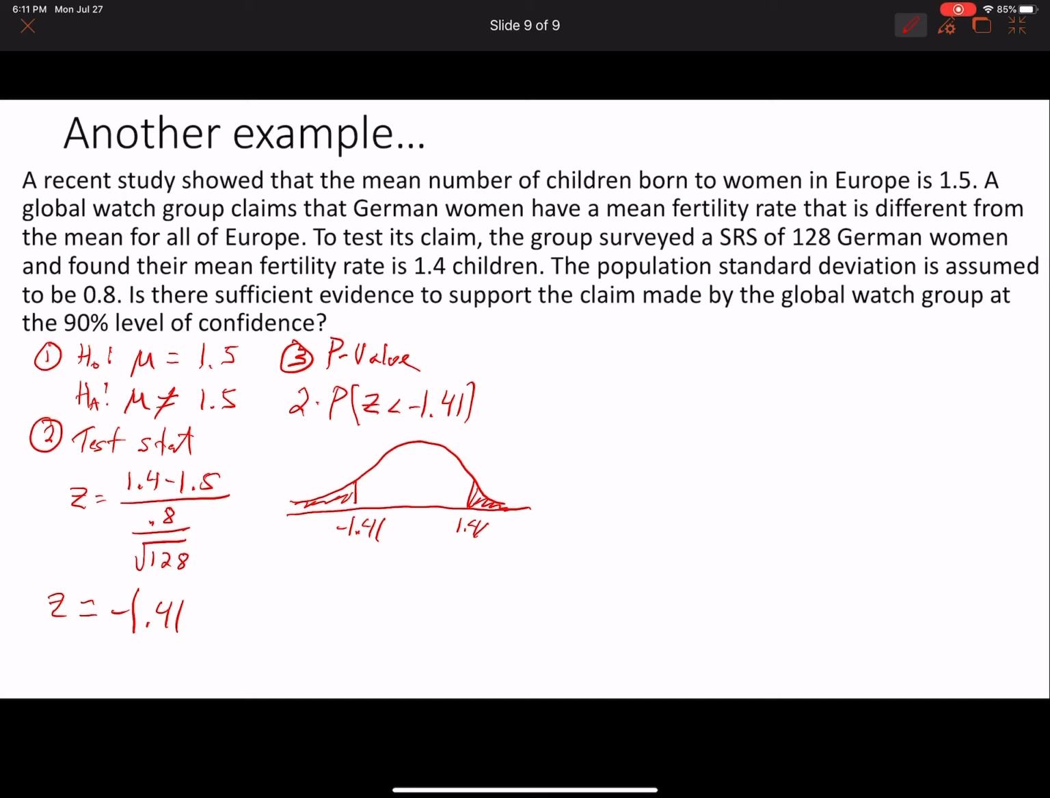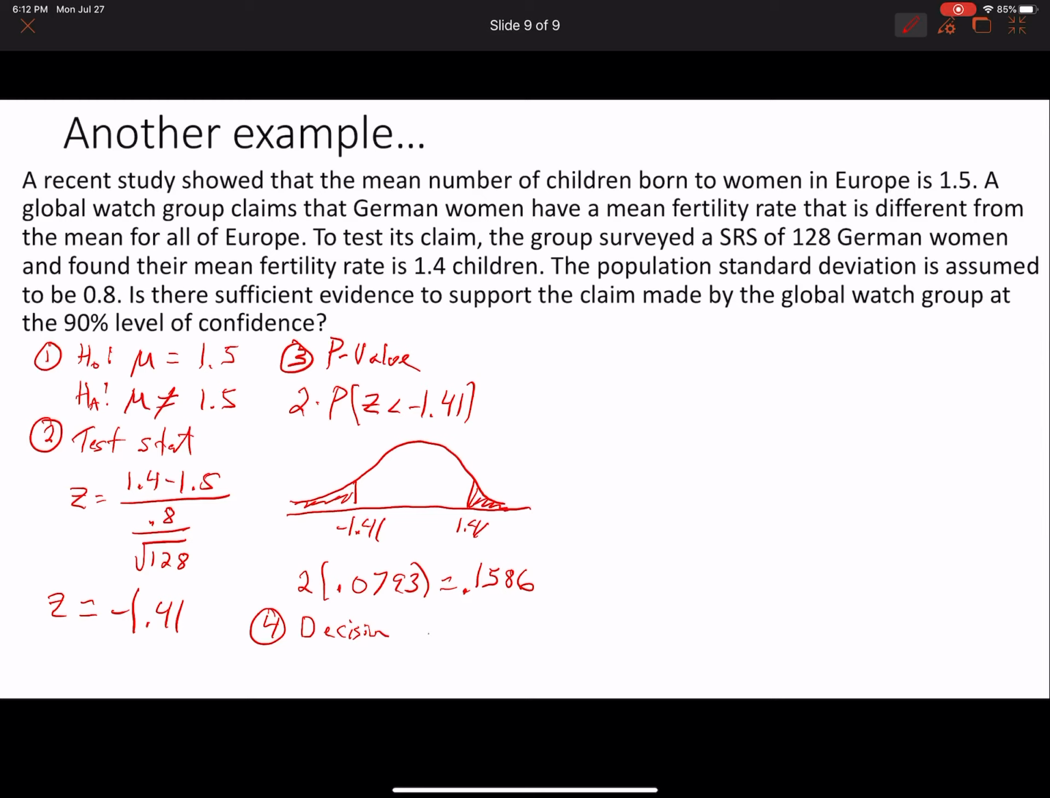So we go to the normal distribution table, and what you should find is you can look up the negative 1.41. You're going to get 0.0793, and we multiply that by 2 since it's two-tailed, and we end up with 0.1586, and therefore we move to step 4, which is the decision.